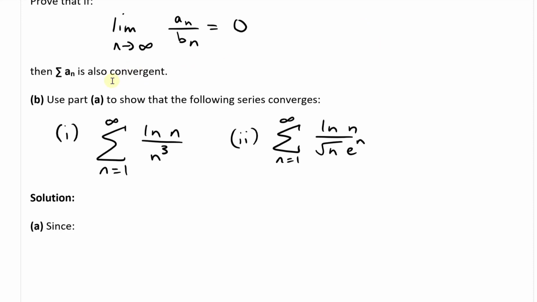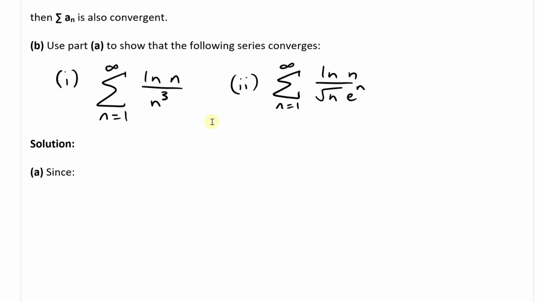And then part B says, use part A to show that the following series converge, and we're given 2 of these. (i) is the summation from n equals 1 to infinity of ln n over n to the power of 3. And the second one, (ii), the summation from n equals 1 to infinity of ln n over square root n times e to the power of n. Alright, so let's look at the solution.